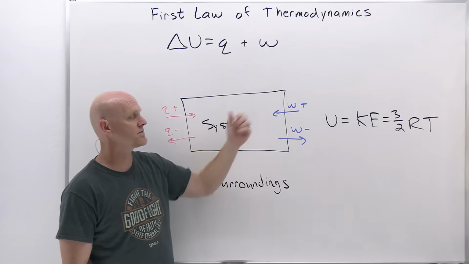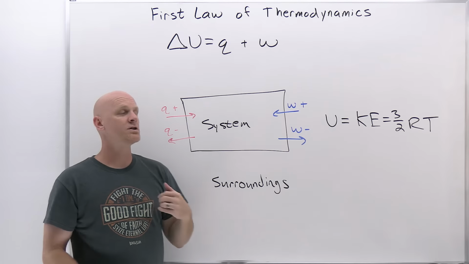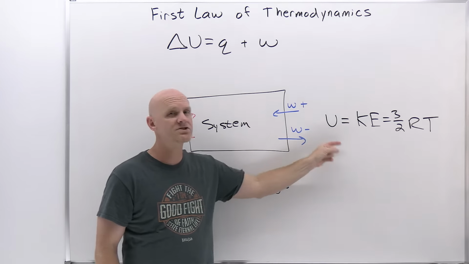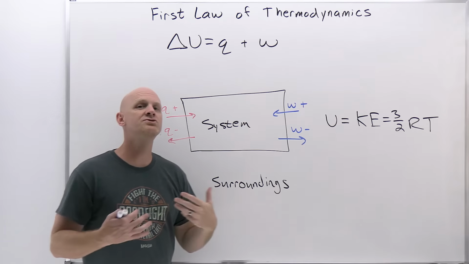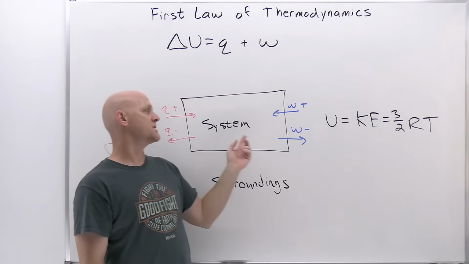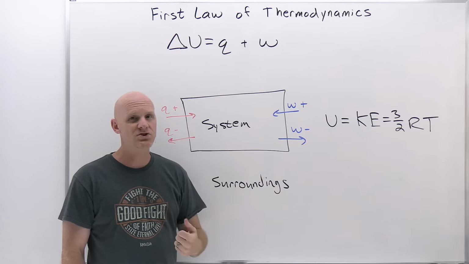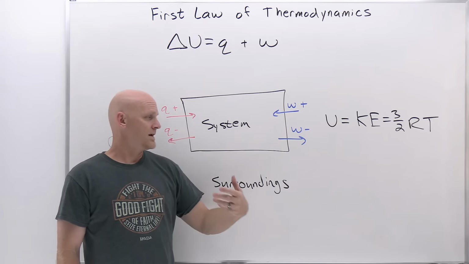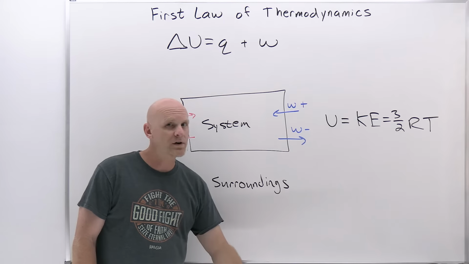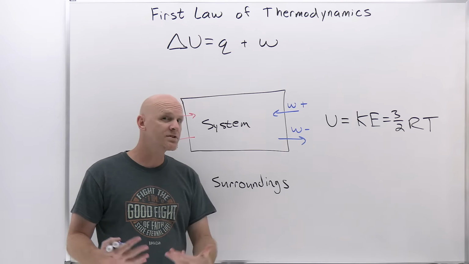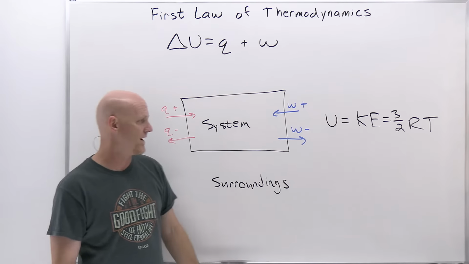That's when W is positive. But you can also have it the other way around. It could be the system doing work on the surroundings. So just like when you do work and you lose energy, when the system does work, it loses internal energy as well. So in freeing up some energy to do that work, it had to use up some of its sum total of kinetic and potential energy along the way.